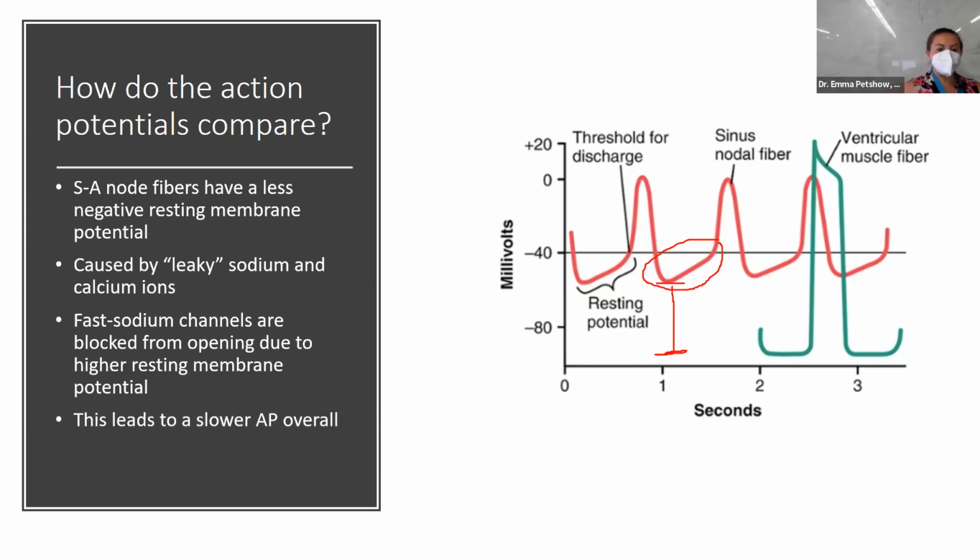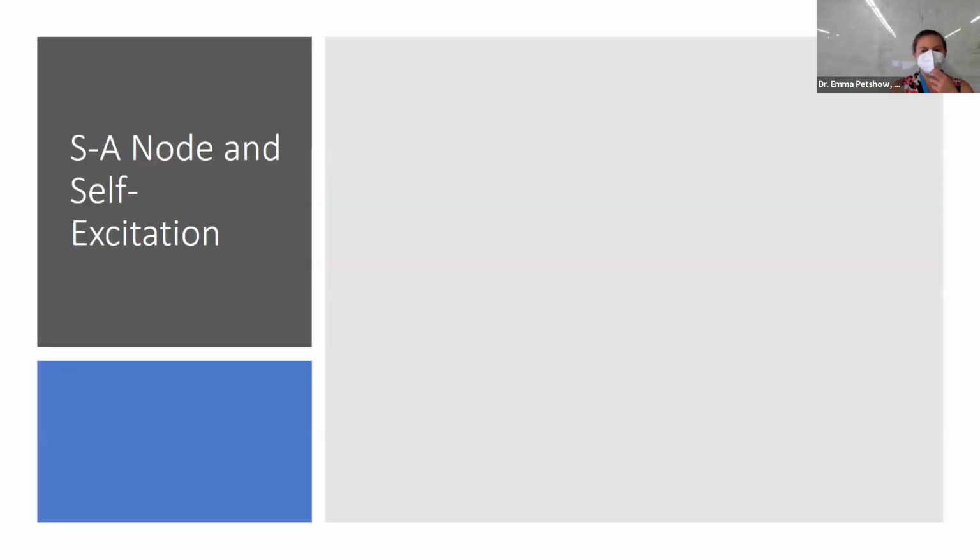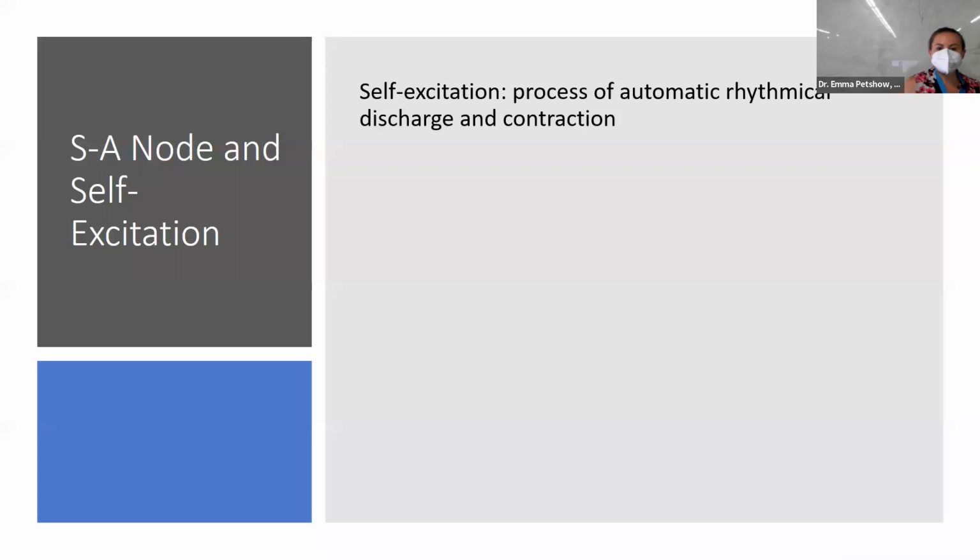This leads to a slower action potential overall. This is why we have this delay period here, because we have to self-excite. The membrane has to reach this threshold to do its own depolarization and repolarization. So how do we get from here to here? That's self-excitation. So what does that process look like? Self-excitation is the process of automatic rhythmical discharge and contraction. It's what makes the SA node.